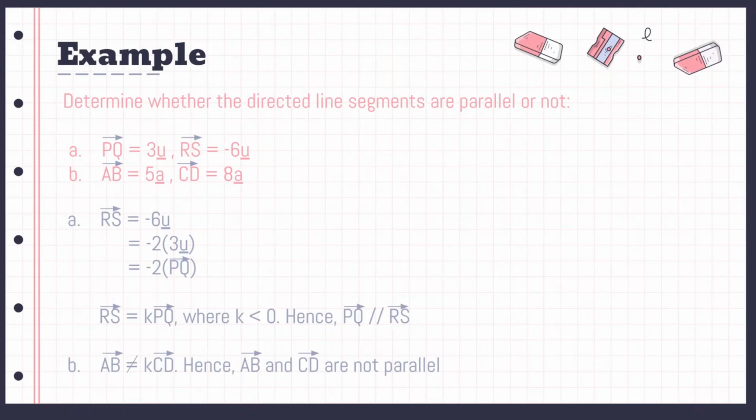We then can expand it to become negative 2 times 3u. Notice that 3u is also equal to PQ. We can then write it as negative 2 times PQ. Since RS can be expressed as a scalar product of PQ, where k is less than 0, hence PQ is parallel to RS. For part B, we can see that it's impossible for AB to be expressed as a scalar product of CD. Hence, AB and CD are not parallel.